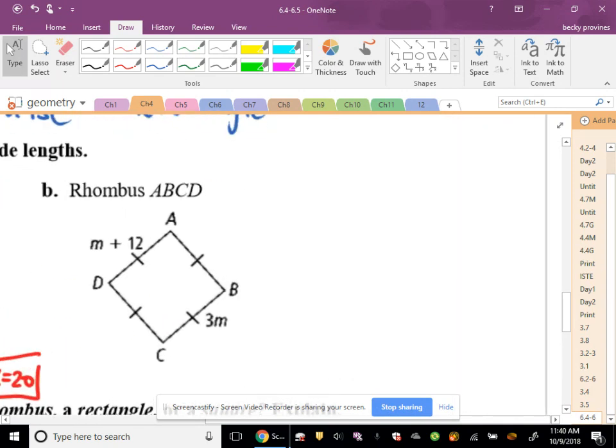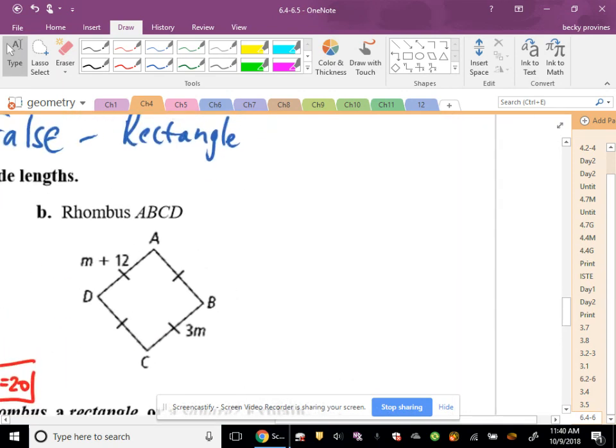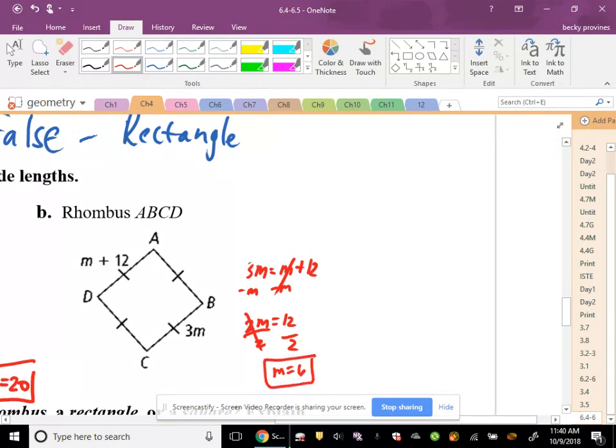A rhombus, all the sides are equal, so we're going to set them equal to each other. And then we're going to use algebra to solve. So 2m equals 12. Divide by 2, and m is 6. Okay, let's plug it back in. So 3 times 6 is 18. And then 6 plus 12 is 18.